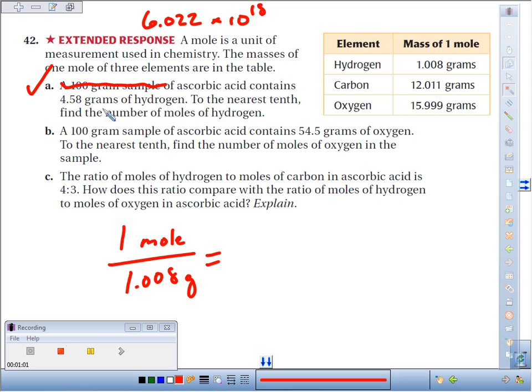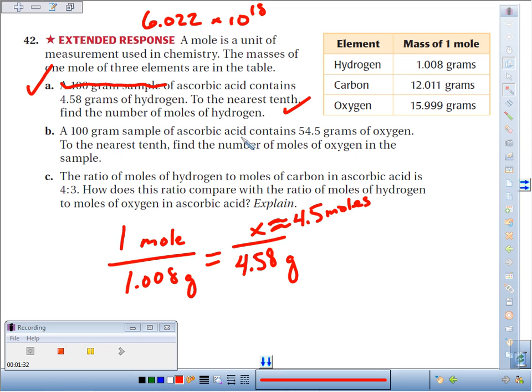Well, we have 4.58 grams of hydrogen. We want to make sure we put things in the right spot. I labeled grams here, so I'd remember to put grams on bottom. If I have 4.58 grams of hydrogen, how many moles do I have? Well, 4.58 times 1 divided by 1.008. We're supposed to go to the nearest tenth. We get about 4.5 moles for part A.